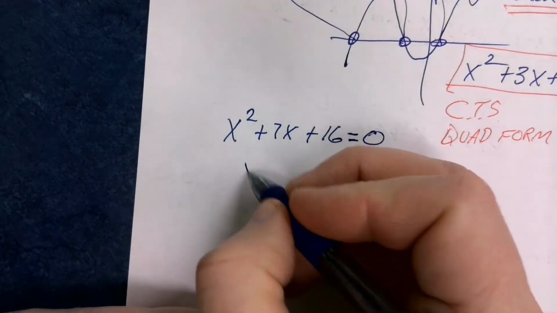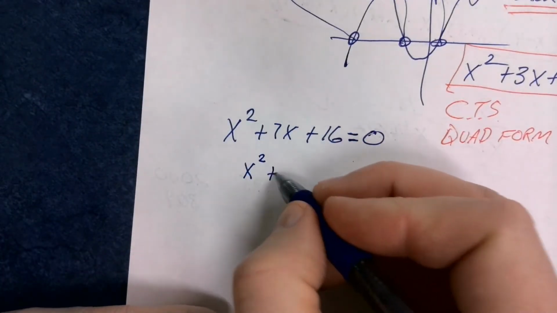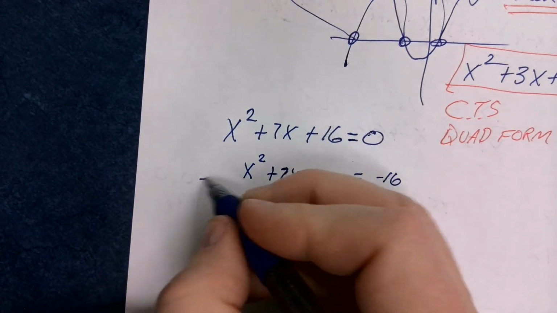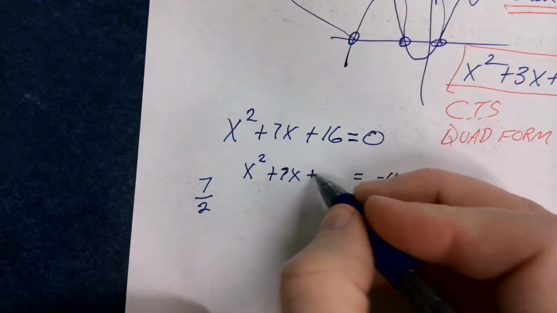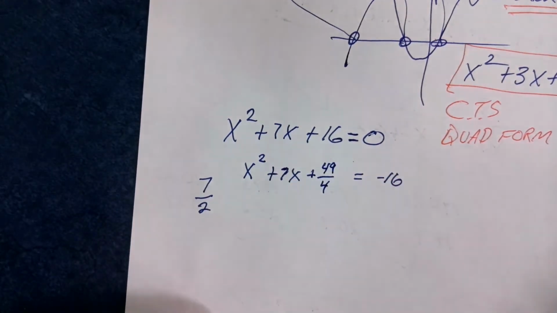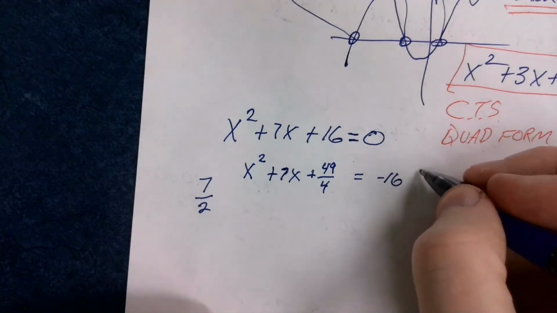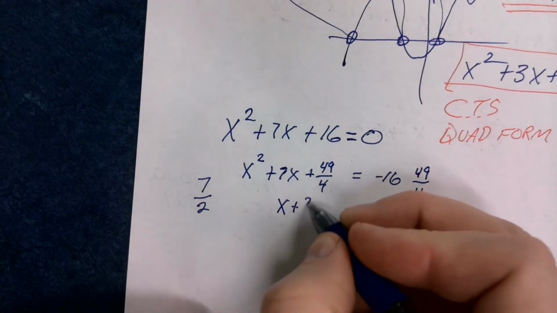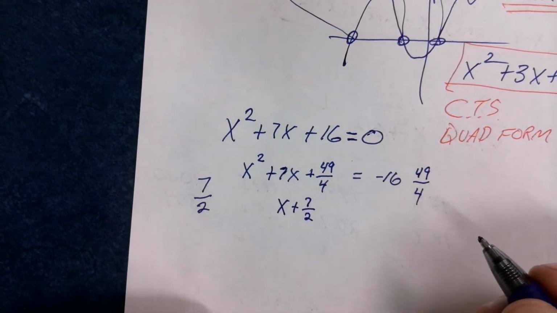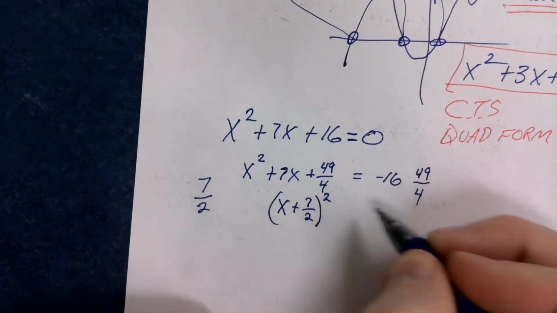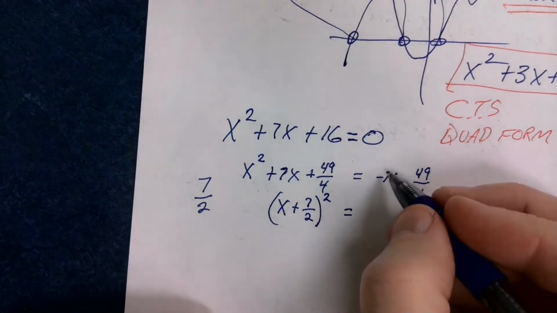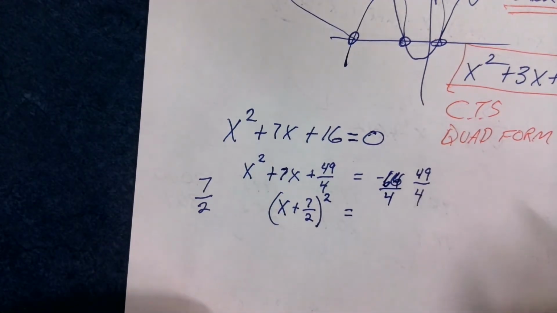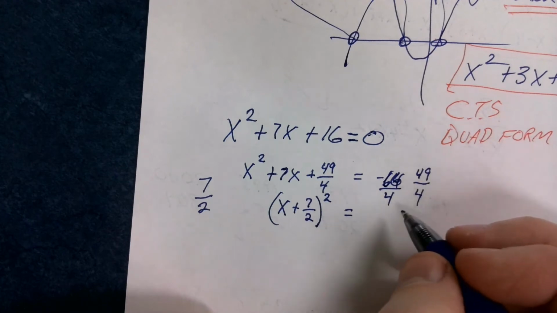So I'm going to go x squared plus 7x equals negative 16. I'm going to take half of 7, which is 7 halves, and square it, which is 49 fourths. If I add 49 fourths to this side, I add 49 fourths to this side. Then I get x plus 7 halves squared equals, well, this is negative 64 fourths, and that's 49 fourths, so that makes a total of negative 15 fourths.